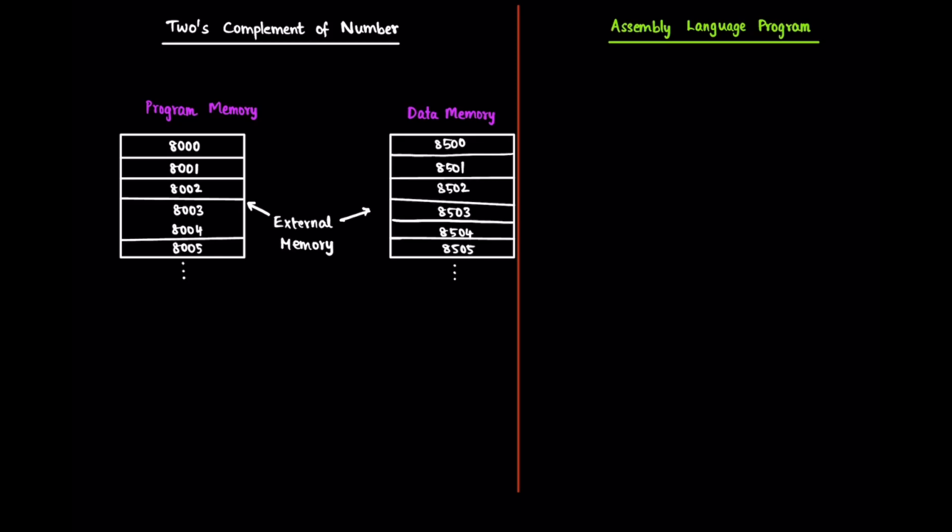Hello everyone, in this video we are going to compute the 2's complement of a number using the 8051 microcontroller. The first block here denotes the program memory and the next block denotes the data memory. Both of them belong to the external memory. Now I am going to use the data pointer register to point to the address location 8500H.